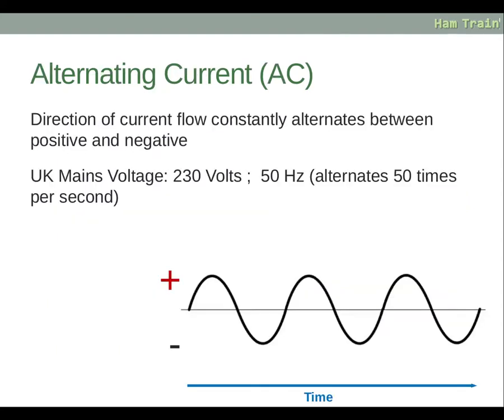Alternating current. Direction of current flow constantly alternates between positive and negative. The UK mains voltage here is 230 volts at a rate of 50 Hertz. So this means that it goes positive and then back to negative and then back to positive and back to negative. It oscillates in this manner 50 times every second. So this is alternating current that powers our houses.